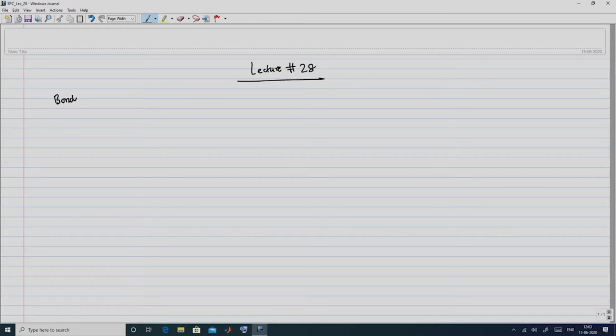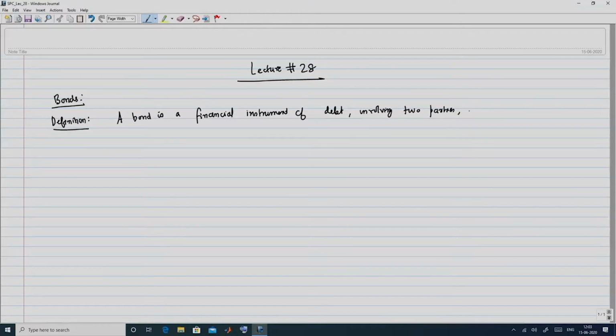So, first of all, let us talk about bonds, and we start off with the definition of a bond. A bond is a financial instrument of debt involving two parties, namely the creditor and the debtor.